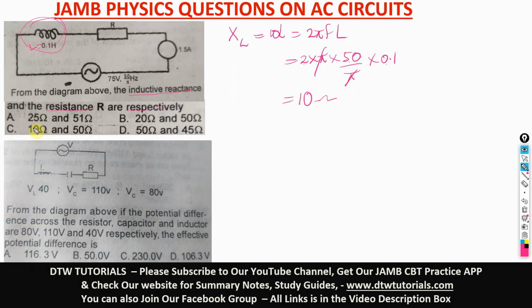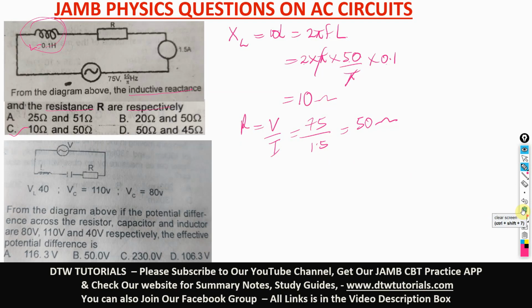So you can see, easily just tick C. You don't even need to calculate again. You don't need to waste your time calculating again. This is the right answer. But to get our resistance now, the resistance of the circuit, R is equal to V over I. V is 75, I is 1.5. When you do that, you're going to get 50 ohms. So that's the answer for this.